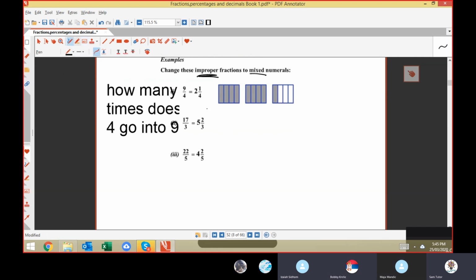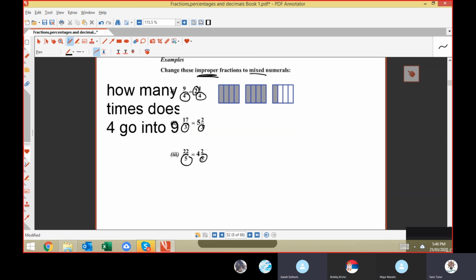How many times does 4 go into 9? You would say twice. And how many is remaining? 2 times 4 is 8, so there's 1 remaining over 4. The denominator never, ever changes. Just keep that in mind.